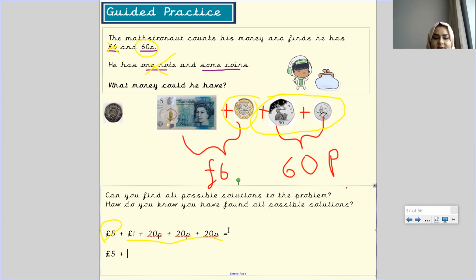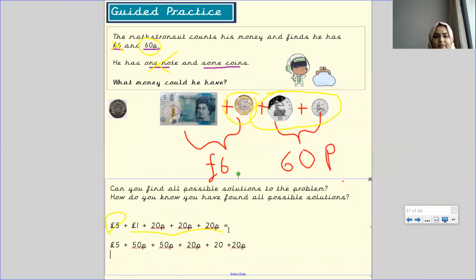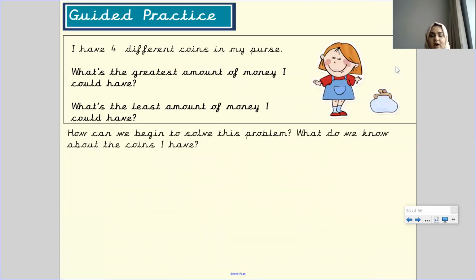So for example, you could have done £5 add 50p add 50p, because that makes up a pound. Then you could have done add 20p add 20p add 20p, and that makes 60p. Okay, because £5, then add 2 50p's, which is £1, then 3 20p's, which is 60p. Okay, fantastic. Now I have the other guided practice for you.